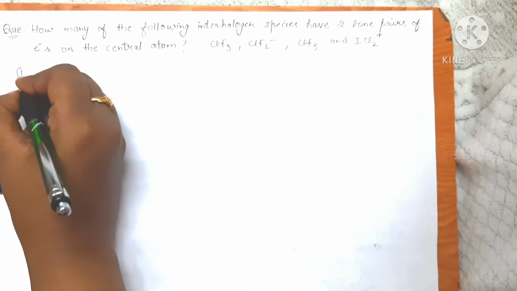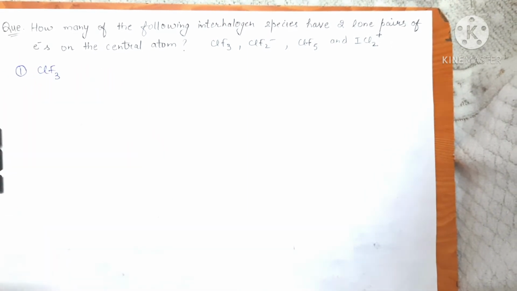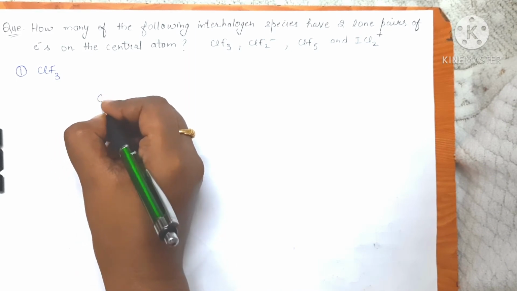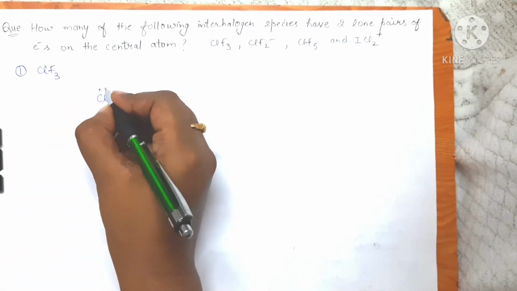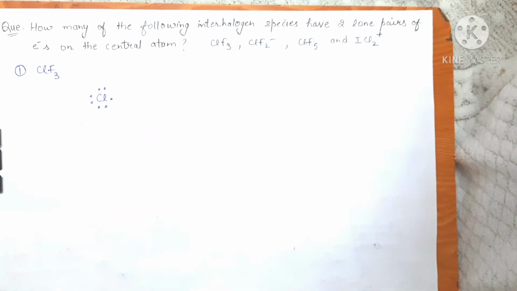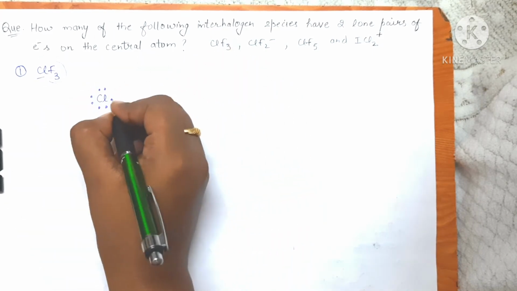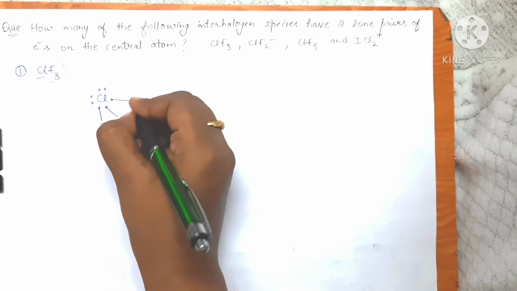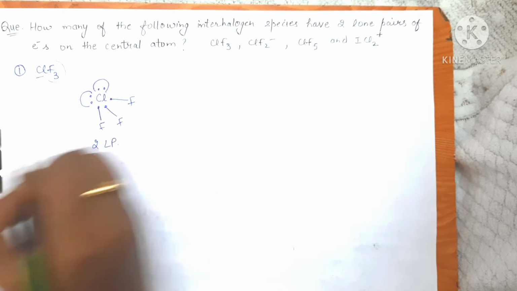So the first molecule which we are going to discuss is ClF3. In case of ClF3, the central atom is going to be chlorine. Chlorine is a halogen, so it is going to have 7 electrons in the valence shell. Now this Cl is bonded to 3 fluorines. Because fluorine is univalent, it will be present like this. So there are definitely two lone pairs present.